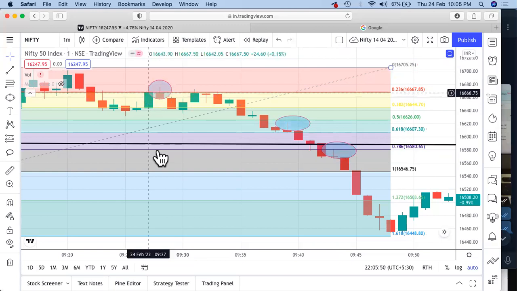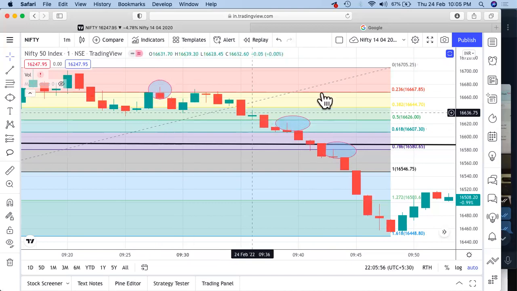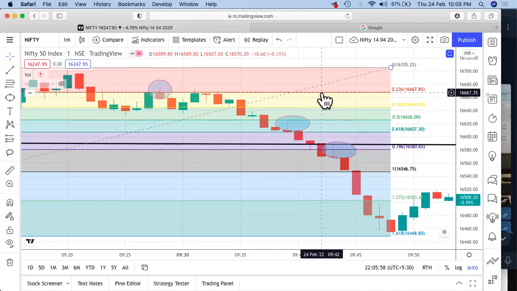Here, my range was 150 points. That's why I wanted to be safe, and I just took an out-of-the-money trade. Here it was 16,600 and 670, but I took it for 16,600. Yes, correct. That's the only principle, nothing more than that.